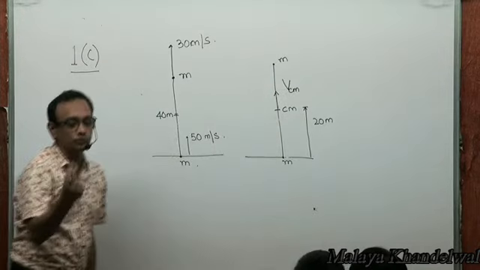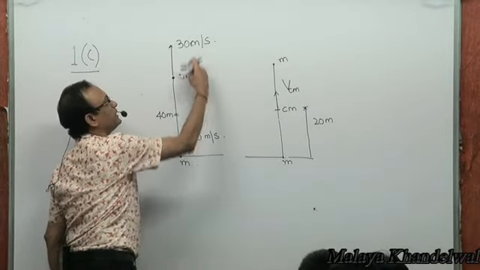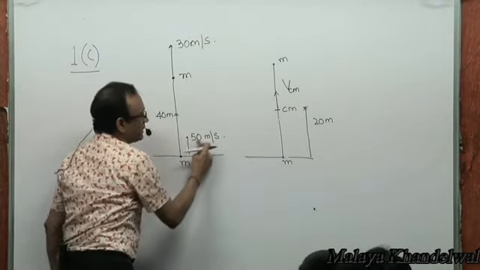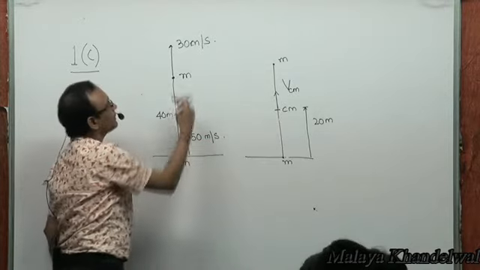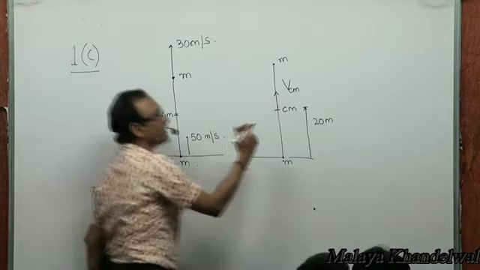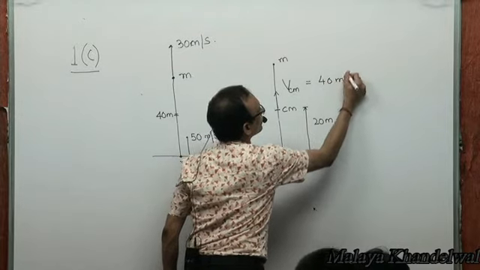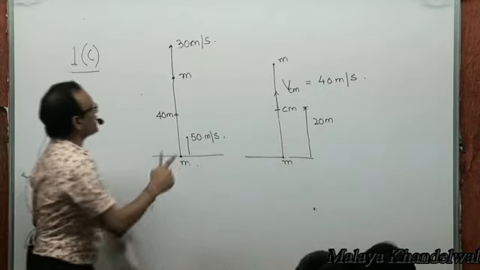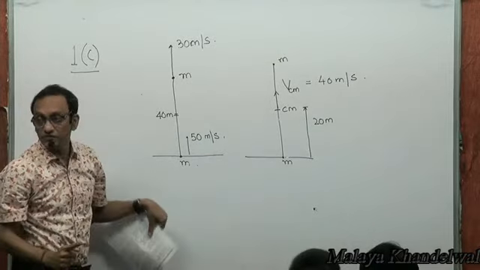m1 v1 plus m2 v2 by m1 plus m2, isn't it? m into 30 plus m into 50 by 2m. So that makes it 40 meters per second. Yes or no? Do you realize that? m into 30 plus m into 50 by 2m. That is 40 meters per second.